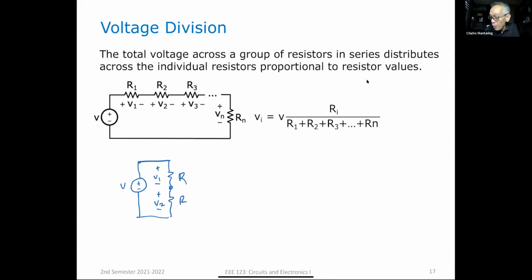Okay. What if this is R and this is 2R? What will be the split? This means V2 will be 2 times V1. Right? Because this has twice the resistance, it will also have twice the voltage. So the split will be 1/3 here and 2/3 here. Of the total, 1/3 will go here, 2/3 will go here, so that V2 will be twice V1. It will split proportional to the resistance value.